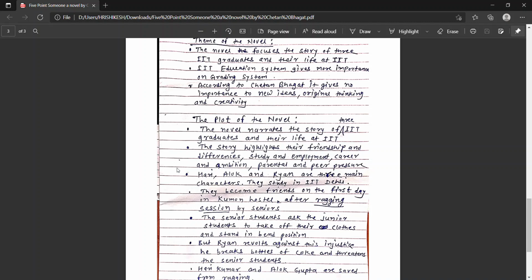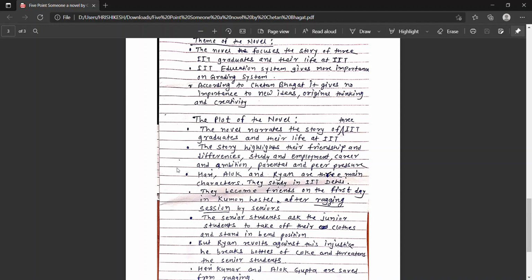He breaks those bottles and threatens the senior students. The senior students are afraid of Ryan's attack. Hari Kumar and Alok Gupta are here saved from ragging. In this way, Ryan is a hero here who stops ragging from seniors and he has given protection to his two friends, Alok and Hari. So they are saved from ragging and at that point they become good friends. They are placed in adjoining rooms and they become friends. So this is the first event at the beginning of the novel, that of a ragging session by seniors.